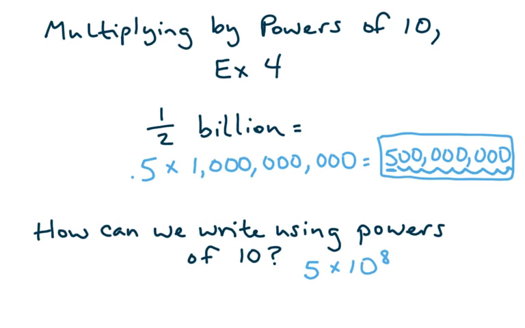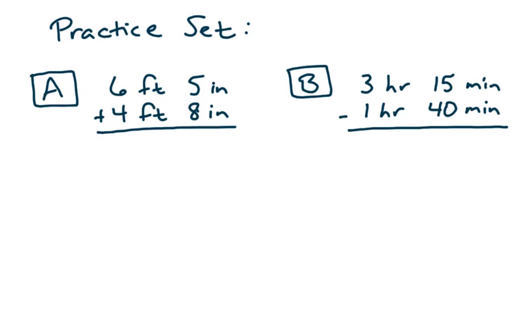Let's do the practice set. Here we are adding, subtracting, mixed measurements, feet, inches, hours, minutes. Why don't you try these on your own and then come back and see if you got the answer right. So first in A, we will add these feet and inches. First we'll add our inches. 8 plus 5 is 13 inches. 6 and 4 is 10 feet.